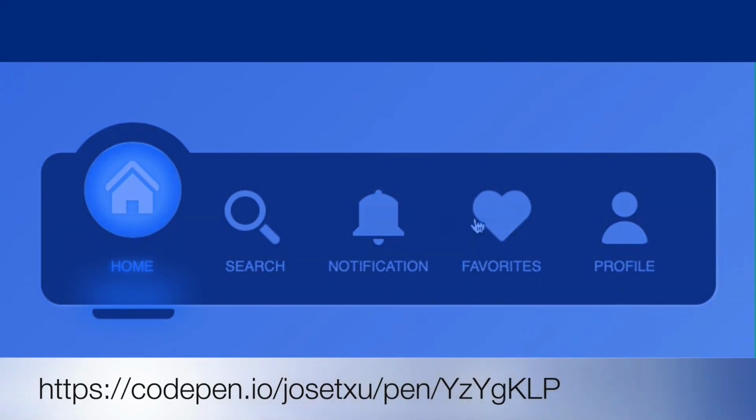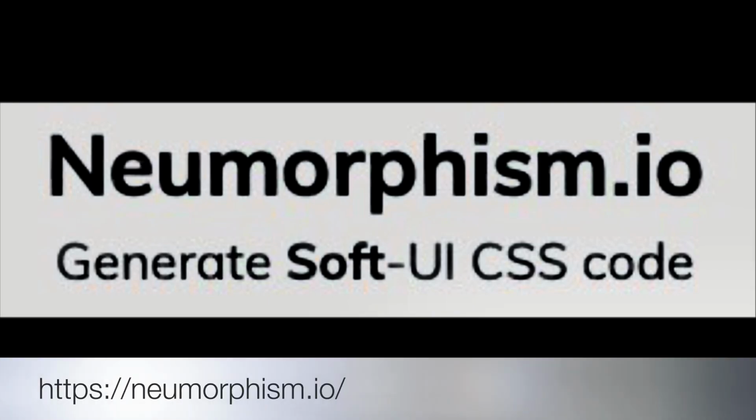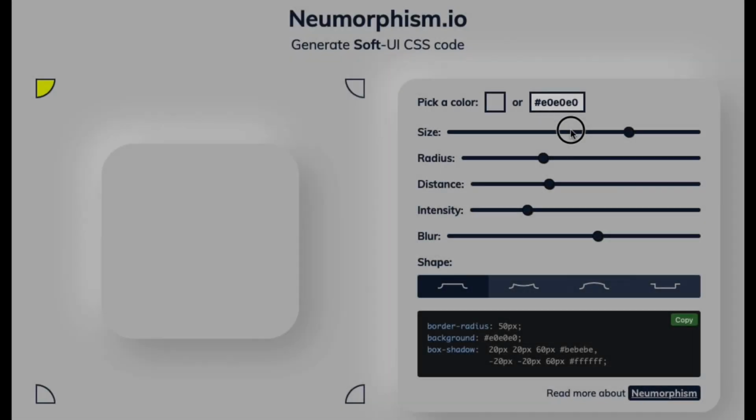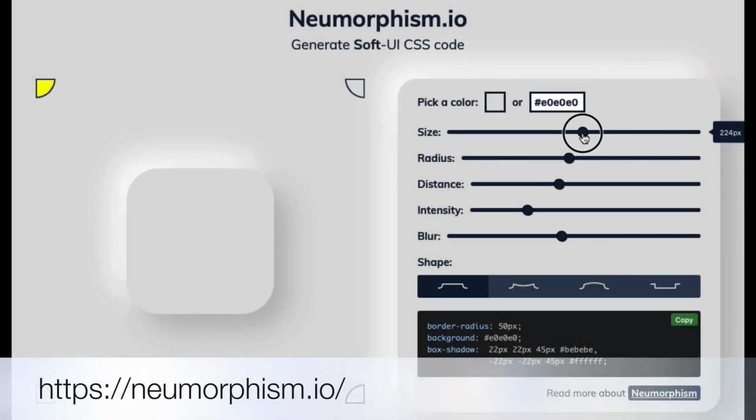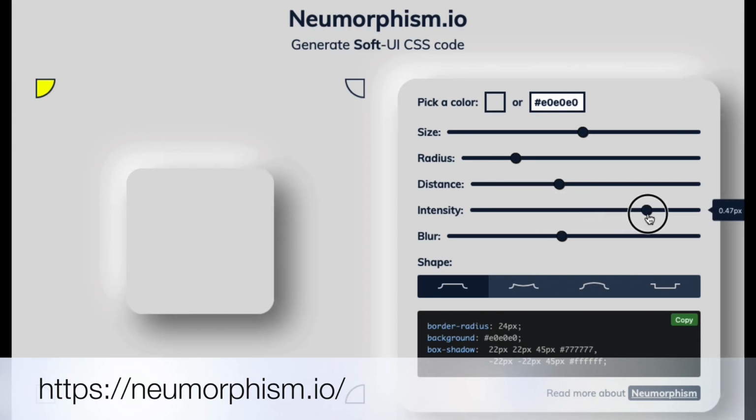into it. 5. Neumorphism. With the popularity of neumorphism design nowadays, a lot of designers and web developers want to use this type of design on web projects. Neumorphism is a useful tool for generating soft user interface CSS code for your design. It's an amazing tool that can help you when creating a neumorphism design.